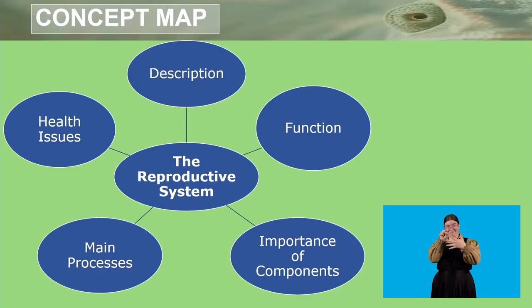We are going to focus on 5 concepts in today's lesson. In those 5 concepts, we are going to provide a description for the human reproductive system. We are going to look at what the function of the system is. We are going to look at the components of the reproductive system as well as their functions, and then move on to the main processes that are associated with the system. And then lastly, we are going to look at the health issues.